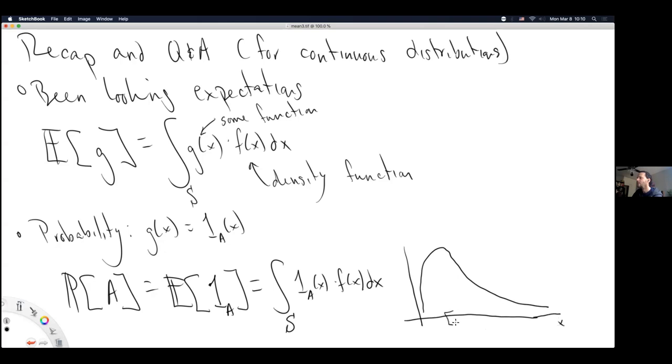So if we had some continuous distribution where— Can I interrupt you? Oh yeah, totally. LaTeX language for that integral. Oh yeah, okay.